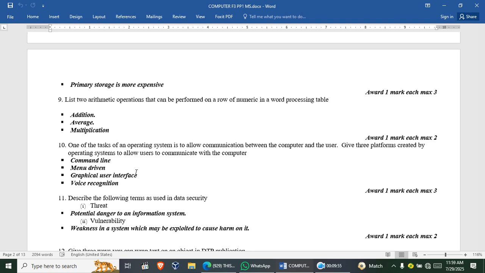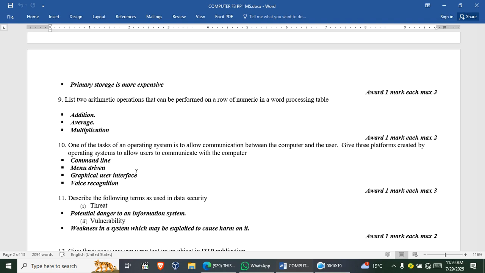Then describe the following terms as used in data security. This is a data security topic and control in Form 2. So threat, what is a threat? A threat is a potential danger to an information system or a computer system. A potential danger. It's a threat. It has not hit, but it may hit given a chance.